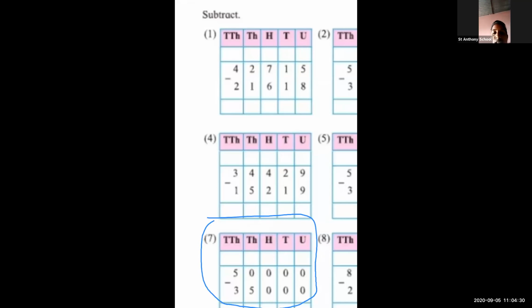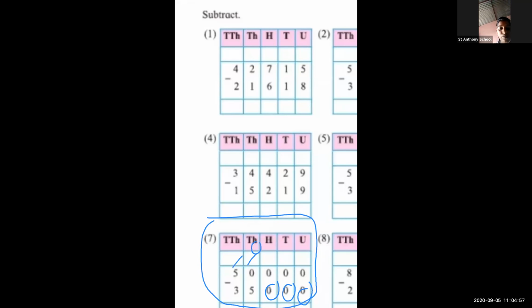0 minus 0. What is the correct answer? 0. 0 minus 0 again, 0. In the 100 column, 0 minus 0 is 0. Now tell me 0 minus 5. What is the correct answer? 0 minus 5, it is not possible. So we want to take the carry here. How? 0 you want to write here.